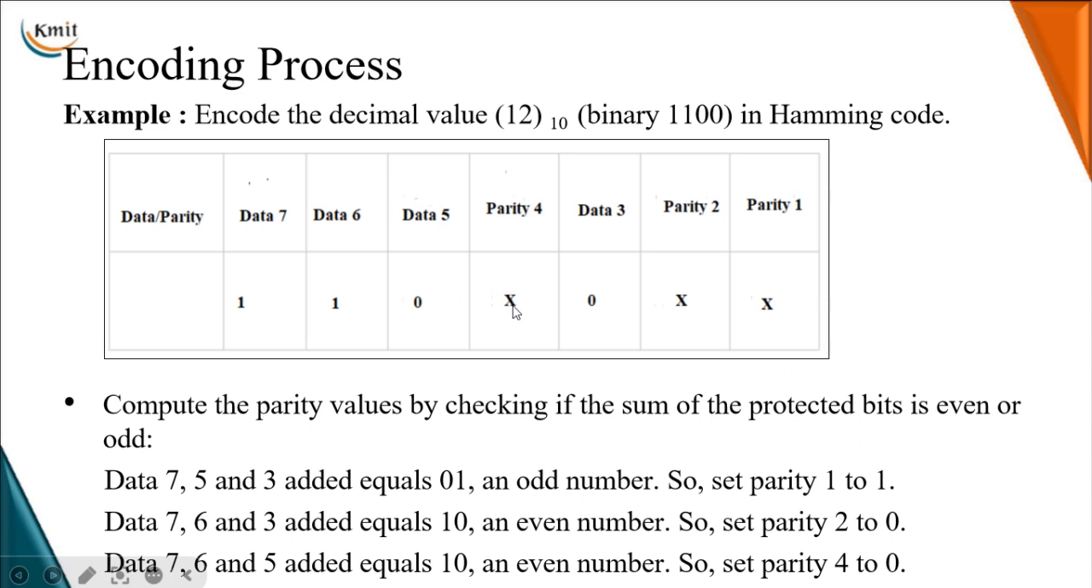Next, parity 4 is dependent on positions 4, 5, 6, 7. So this parity 4 depends on the data bits 5, 6, 7. Bits 5, 6, 7 contain an even number of ones. Hence parity 4 is 0. Now, upon determining P1, P2, P4: P1 has value 1, P2 has value 0, P4 has value 0.